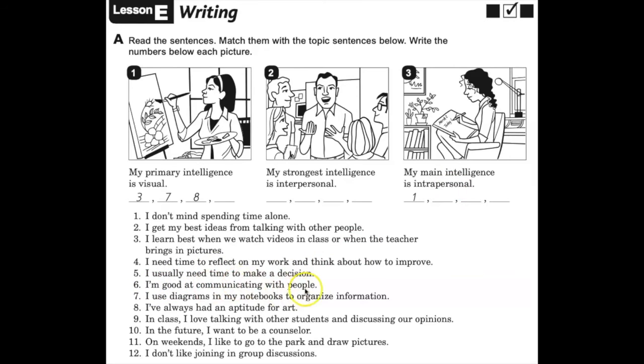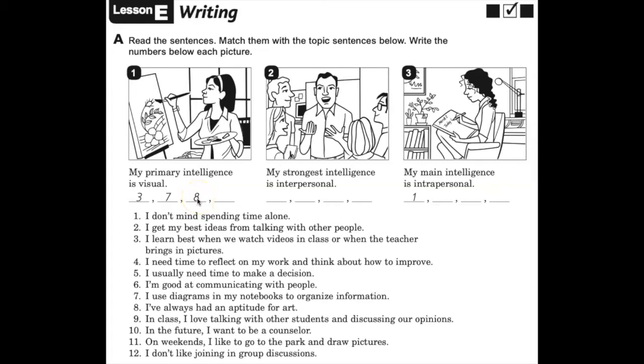I'm good at communicating with people. Is that visual, interpersonal, intrapersonal? I use diagrams in my notebooks to organize information. A diagram is a small drawing. Okay, so would that person be visual, interpersonal, intrapersonal? Write 7 under the word. Number 8, I've always had an aptitude for art. Okay, that person is visual. Again, they did it for you, so you don't have to.